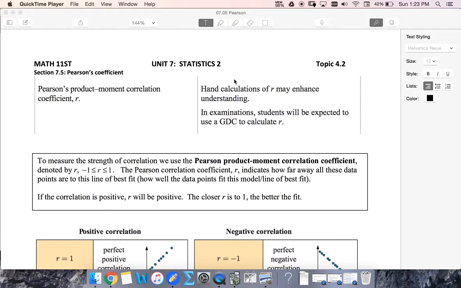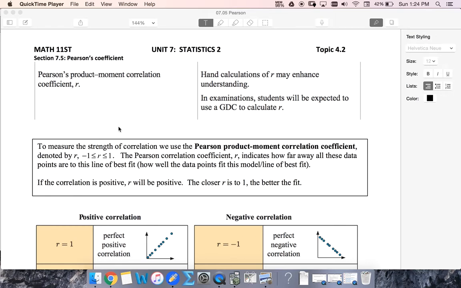If any of you end up doing an IA in two variable statistics, you'll need to calculate it by hand. But right now we're going to learn how to do it with our GDC. But first we need to answer the question of what is this thing? So in our last set of notes, 7.4, we talked about strength of correlation.